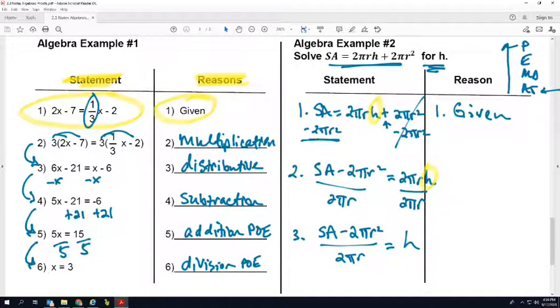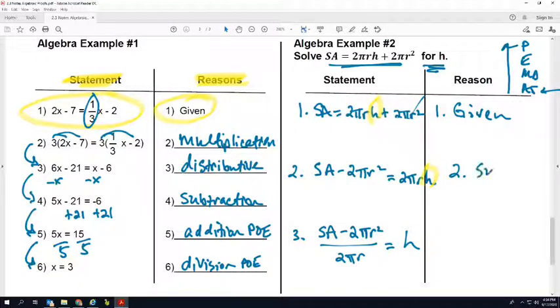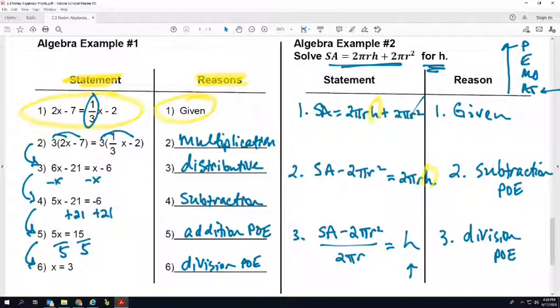I'm going to erase some of this that I already did right here. You can go back and look at it again, but I just want you to see what the actual proof looks like. So, again, my reasons, I forgot to say that over here. From step 1 to step 2, we subtracted 2 pi r squared from both sides. So we used the subtraction property. And then from step 2 to step 3, we divided both sides by 2 pi r. So that was the division property. And because our result has h equals, we have finished that problem. We have solved for h like it asked us to do.